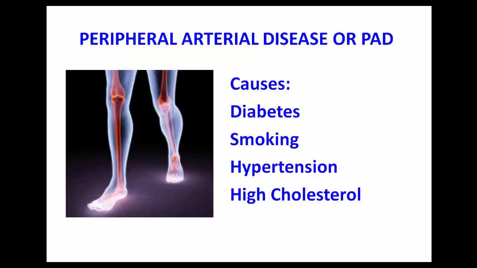What causes peripheral arterial disease, or PAD? The most common causes for peripheral arterial disease are smoking, diabetes, hypertension, and high cholesterol. And the good thing about these risk factors is that the majority of them can be controlled so that we can decrease the rate of progression of peripheral arterial disease. Peripheral arterial disease is a very nasty progressive disease, especially if we don't control the risk factors, and we're going to talk about that later on towards the end of the presentation.